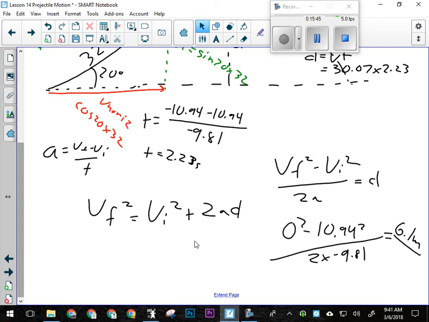Okay, now we're going to look at some examples of good, well, mostly bad movie physics.